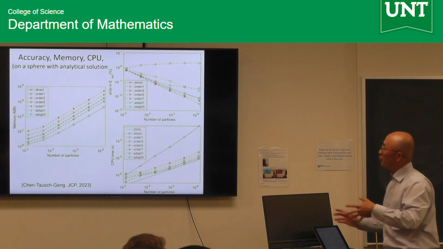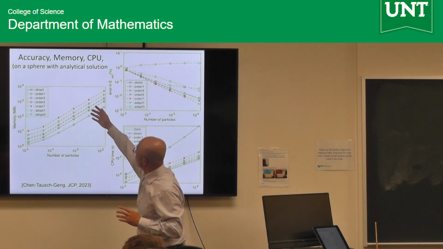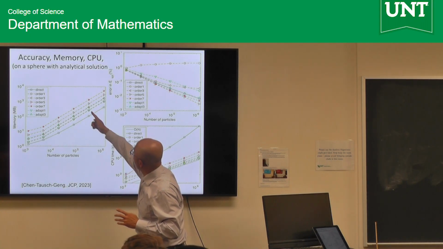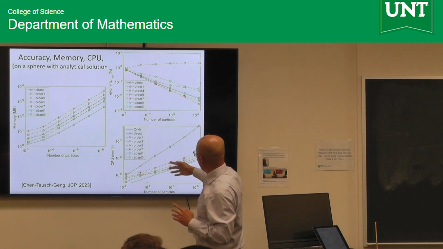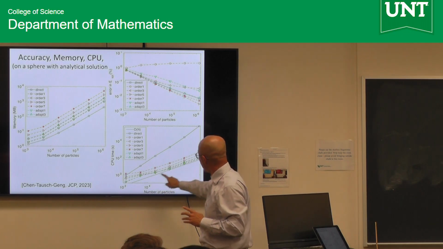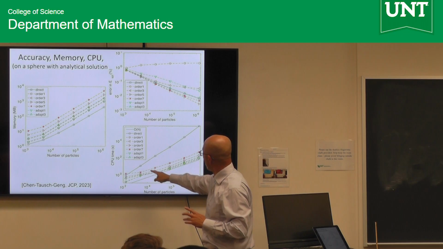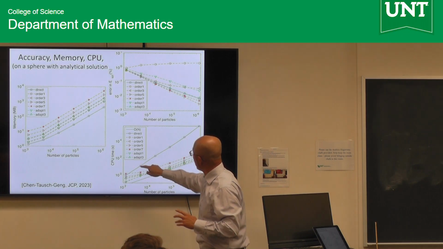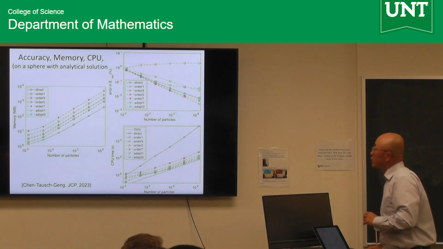Basically, once you solve the problem, you see the memory usage is O of n, and the CPU time is also O of n, because this line is O of n. You see that at a different order, a different number of expansion, it's parallel to this one. So this is a direct summation CPU time. So this is the idea.